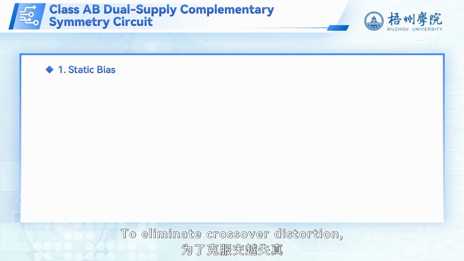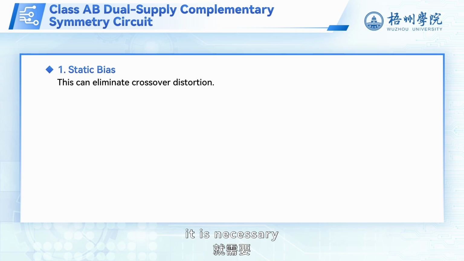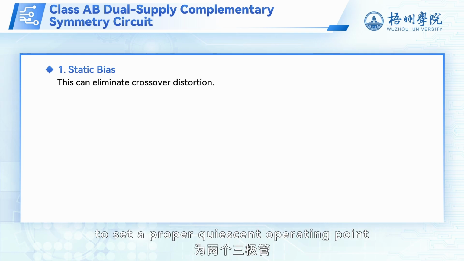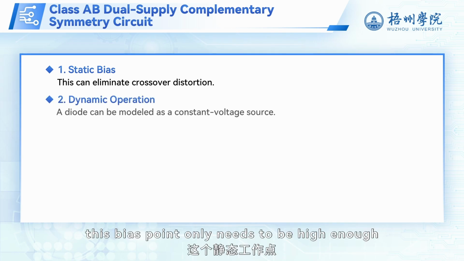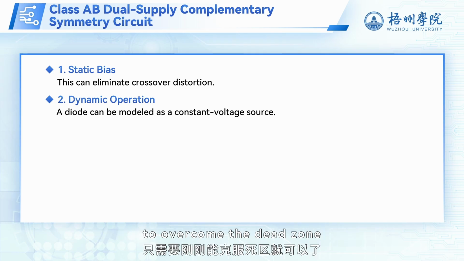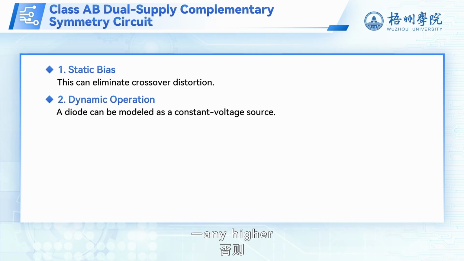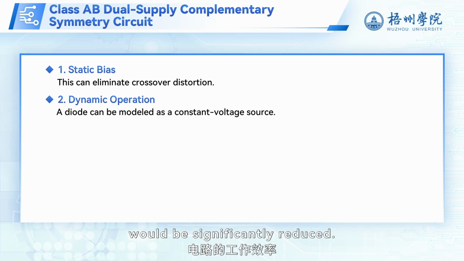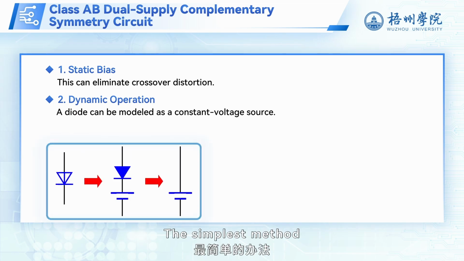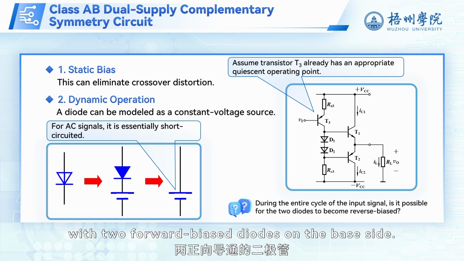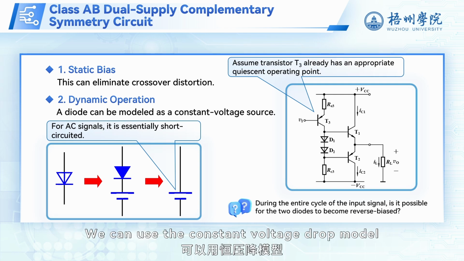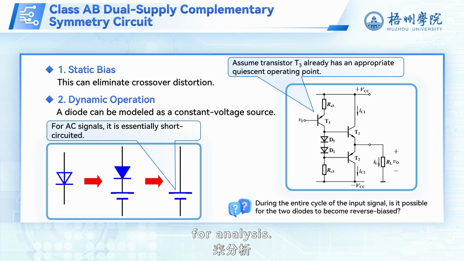To eliminate crossover distortion, it is necessary to set a proper quiescent operating point for the two transistors. However, this bias point only needs to be high enough to overcome the dead zone. Any higher and the circuit's efficiency would be significantly reduced. The simplest method is to add a branch with two forward-biased diodes on the base side. We can use the constant voltage drop model for analysis.